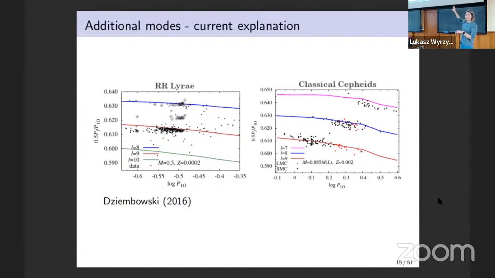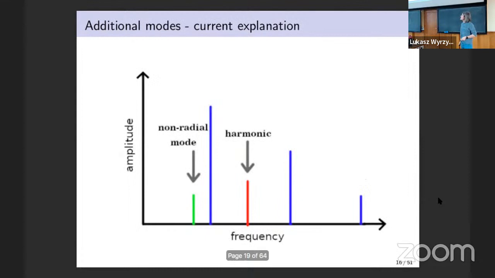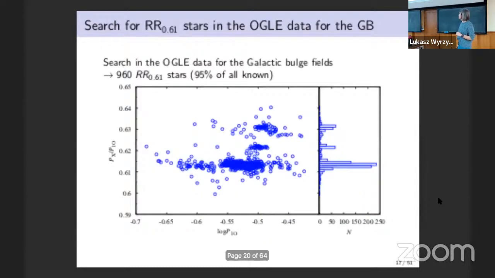In the case of classical stars, they are explained with harmonics of non-radial modes of degrees 7, 8, and 9, starting from the top sequence. So it fits very nicely. And just to show you in frequency spectra again, what we thought was a subharmonic, this green signal, is a non-radial mode according to this explanation, and we usually just observe its harmonic. That forms the period ratio 0.61.